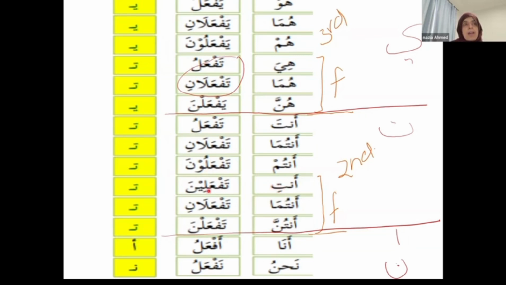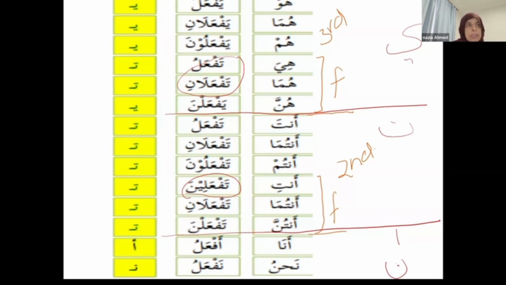Anti, taf'alina. Anything unusual? A bit strange. Doesn't make sense. This ina sound. Why? Because we know that the ina sound is usually for plural and masculine plural, by the way. We're using ina sound for female, and it is for singular. Yes, this is something unusual.